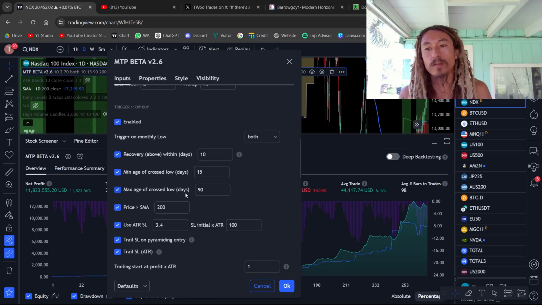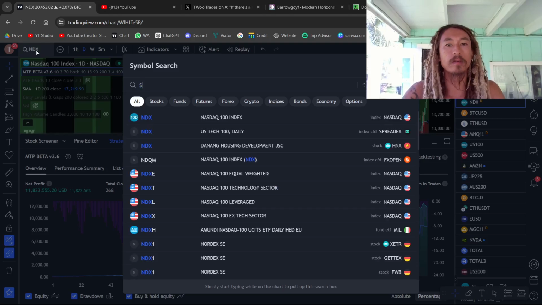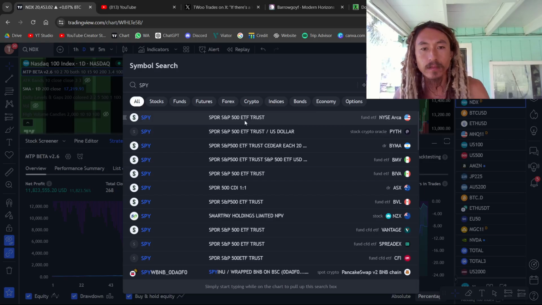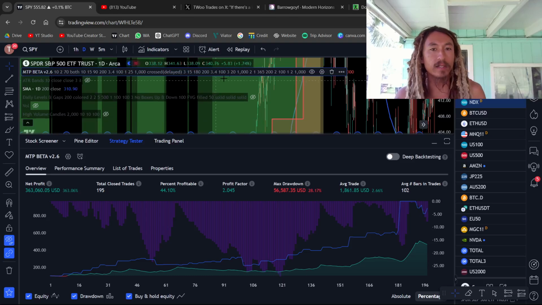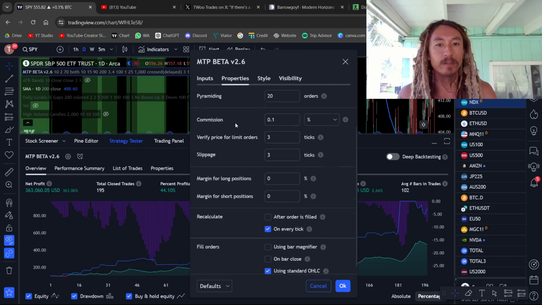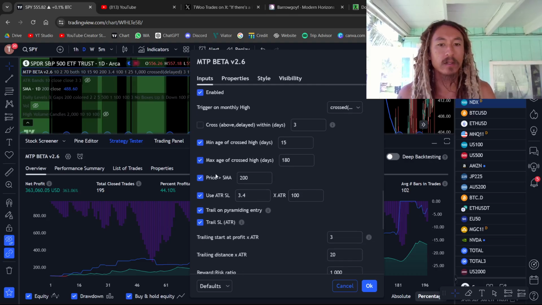Let's move on to gold. Well, let's look at S&P 500 before we move on. But so far what we've seen is we'll come back to it, but having the SMA filter might be important for dip buying, but might not be important for buying breakouts.